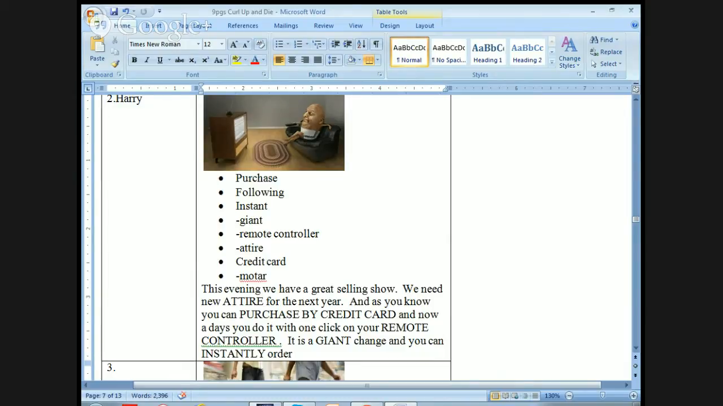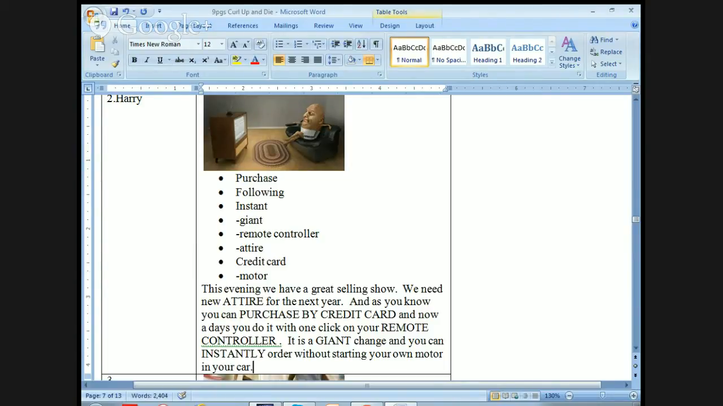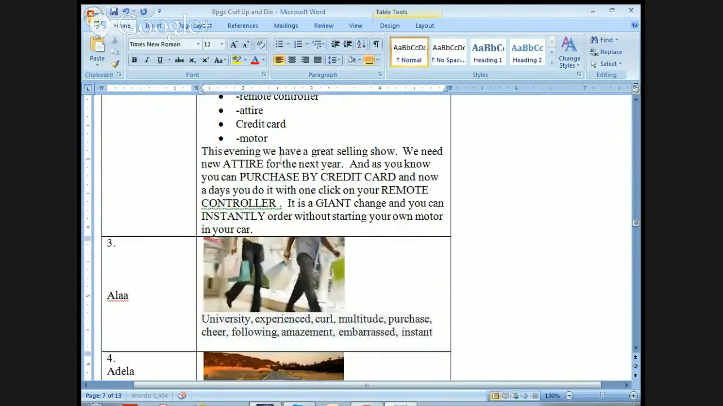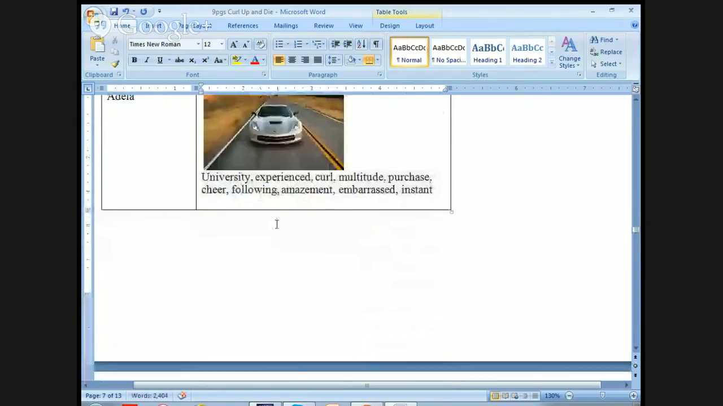What does it mean, motor? I think I spelled it wrong. Motor, like a car? Okay. You can instantly order without starting your motor in your car. Okay, nice. Very nicely done. Allah, you're up.